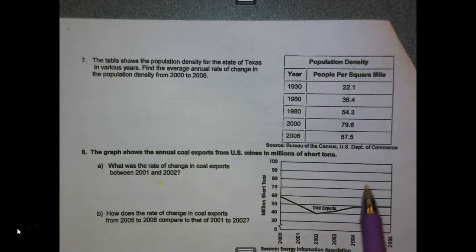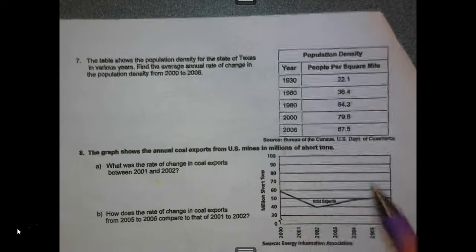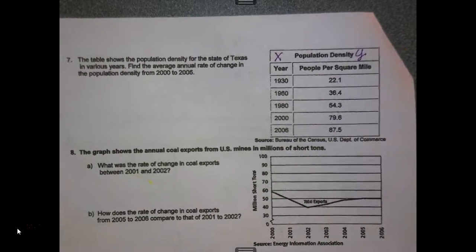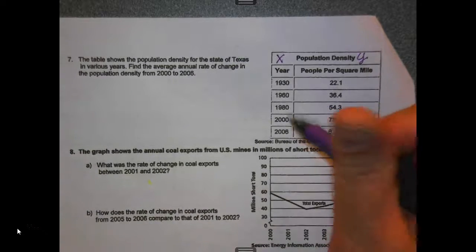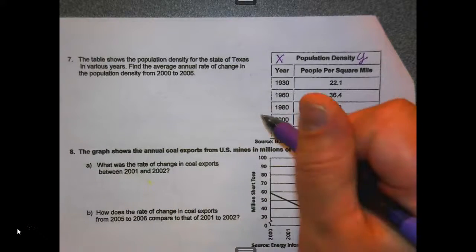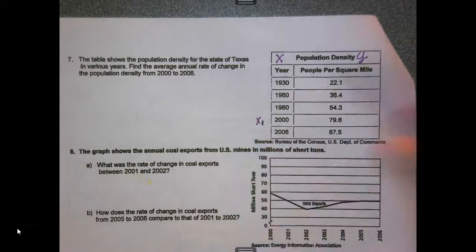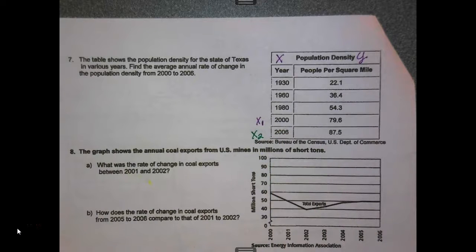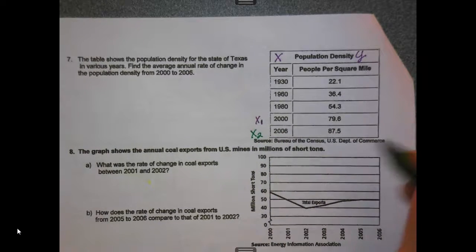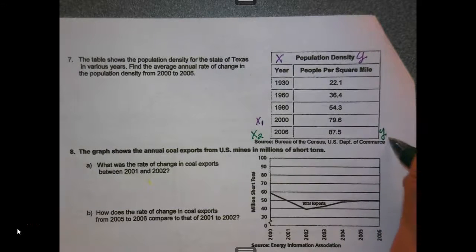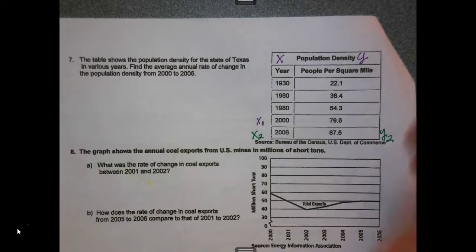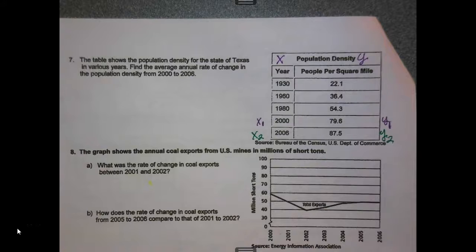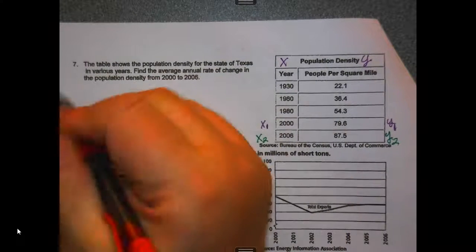Okay, again, this is going to be our X variable, and this is going to be our Y variable. My X1 is going to be 2000, and my X2, 2006. And that means my Y2 is going to be 87.5, and my Y1 is going to be 79.6. So let's put this in our little slope formula and interpret.